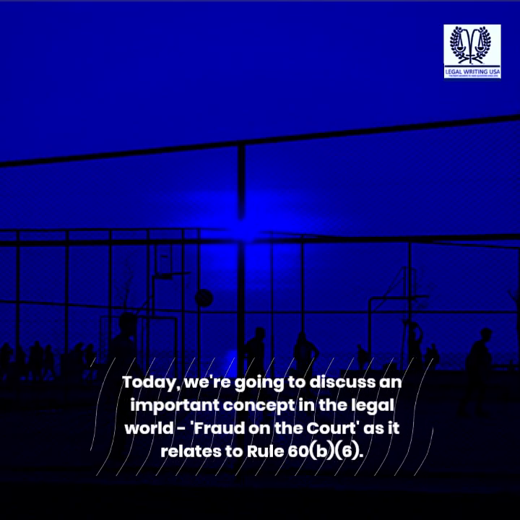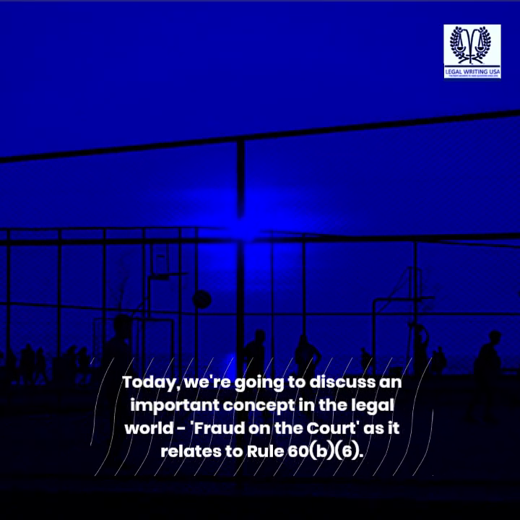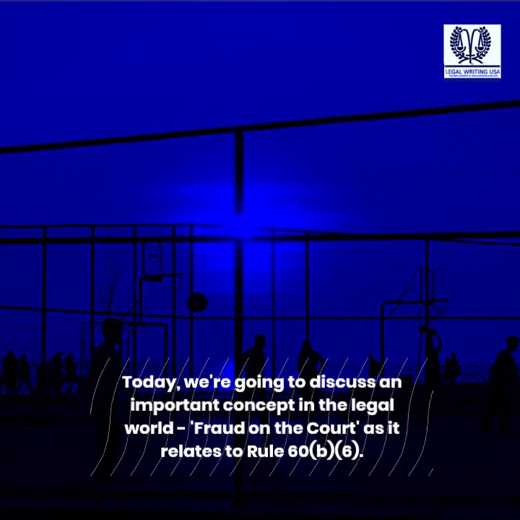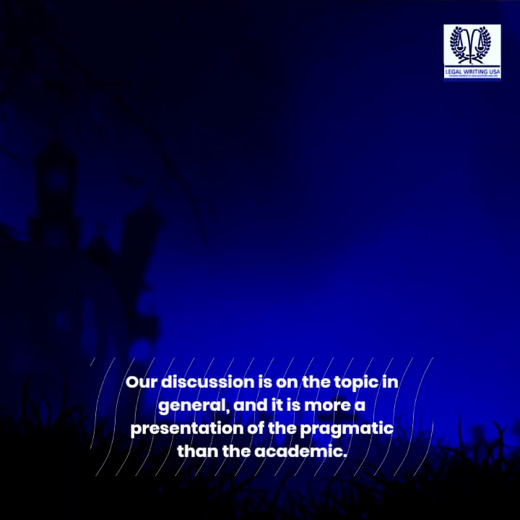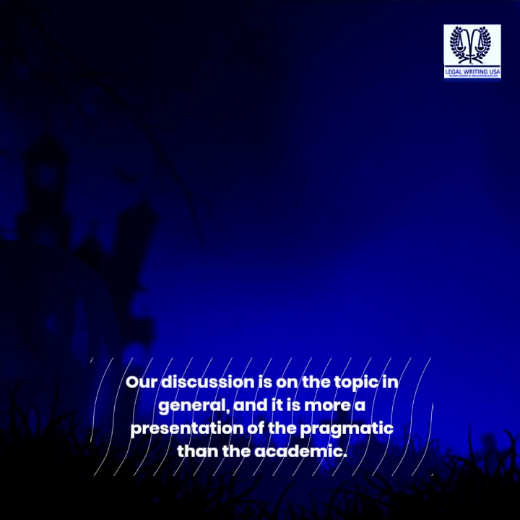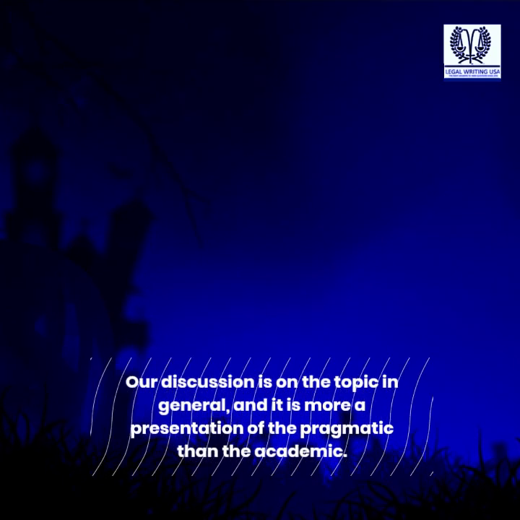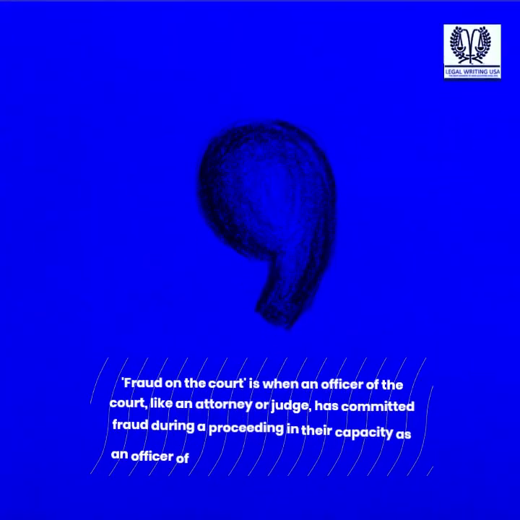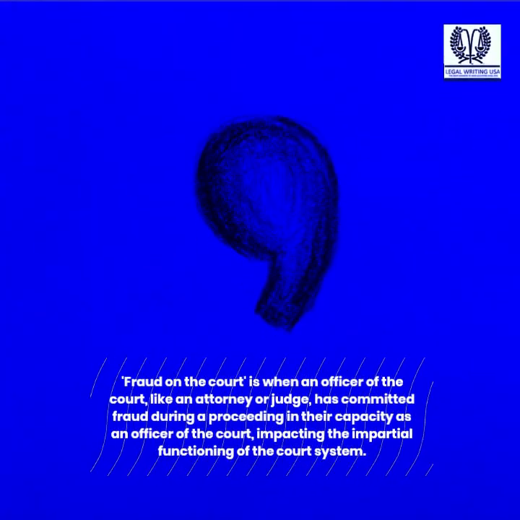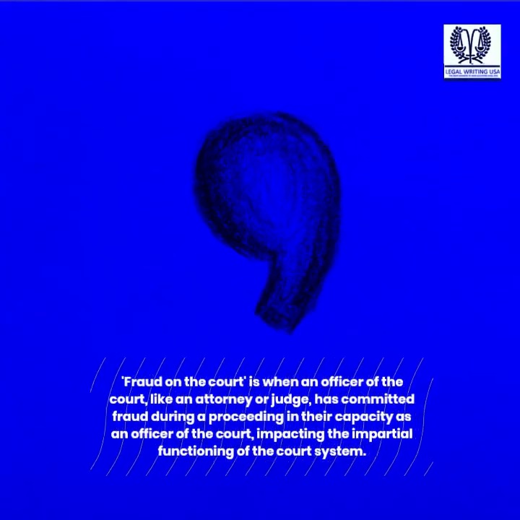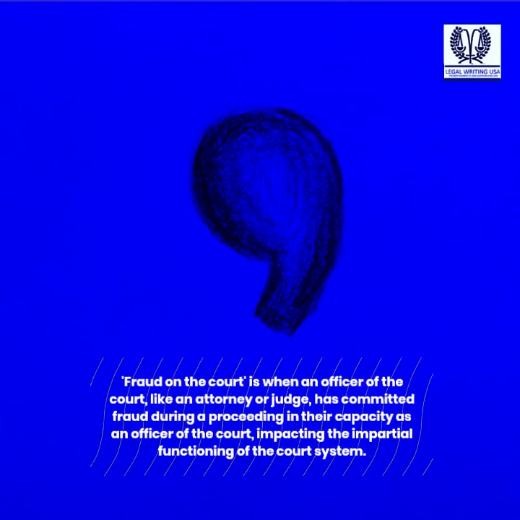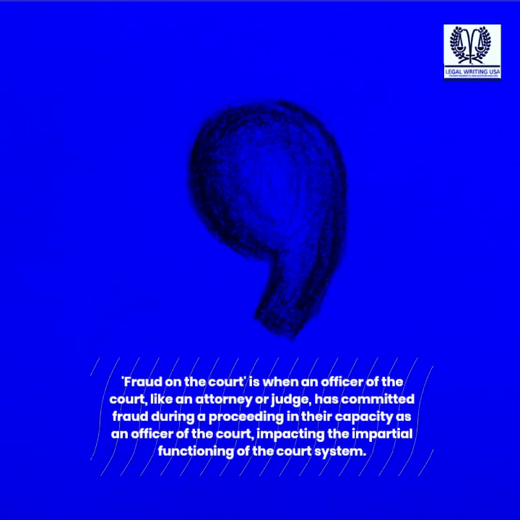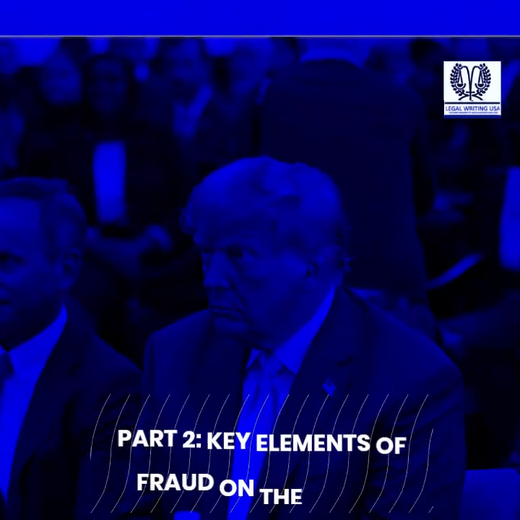Today, we're going to discuss an important concept in the legal world, fraud on the court, as it relates to Rule 60(b)(6). Our discussion is on the topic in general, and it is more a presentation of the pragmatic than the academic. Part 1, the definition. Fraud on the court is when an officer of the court, like an attorney or judge, has committed fraud during a proceeding in their capacity as an officer of the court, impacting the impartial functioning of the court system.